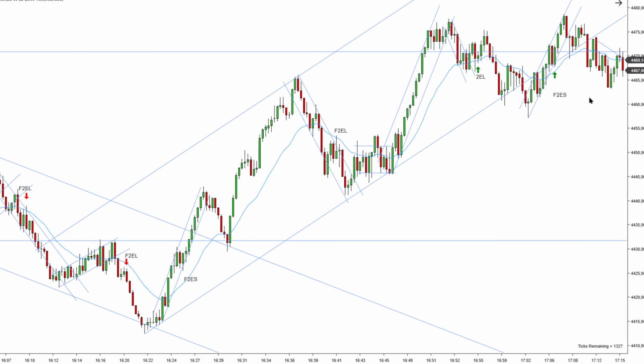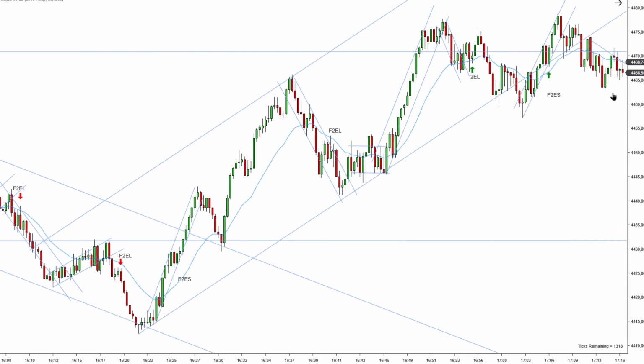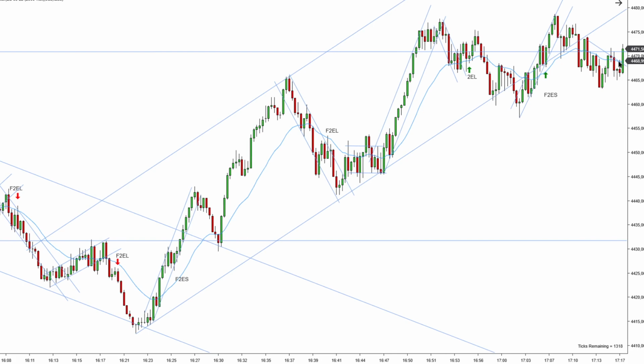And look what you have. You have a first entry short, failed, and you're pushing already above the exponential moving average. So this is good.